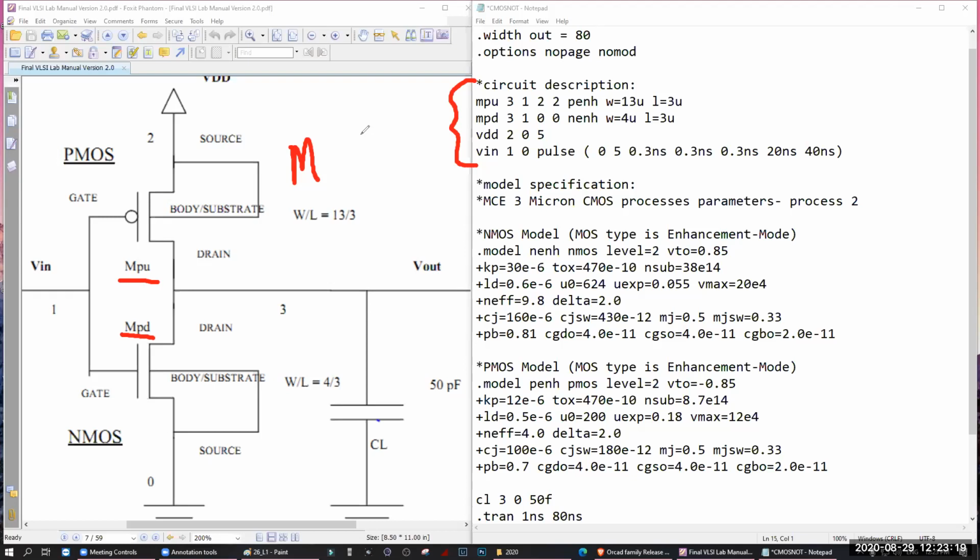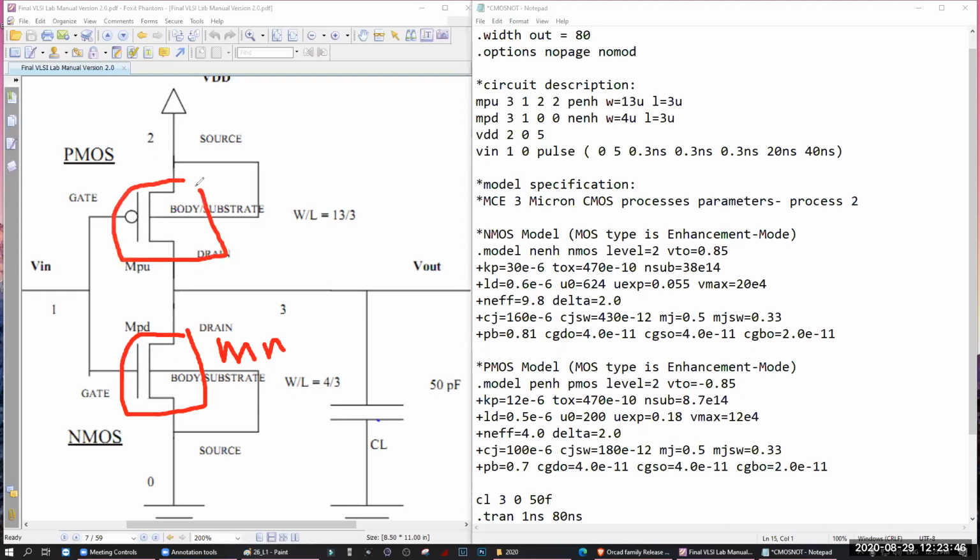M means MOSFET. Okay? Voltage will start with V. Capacitor will start with C. Resistor will start with R. Understood? Yes. Okay. So we have 2 transistors here. One is MPU, the N MOSFET. You can call it MN, no problem. This one is MP. We can call it MP, no problem. Or we can call them M1 and M2.